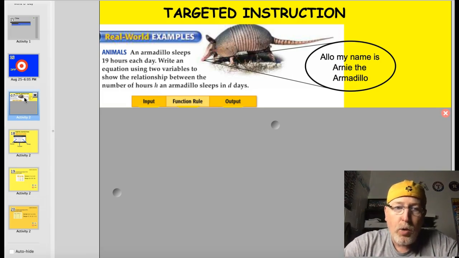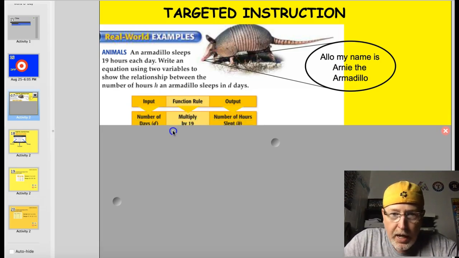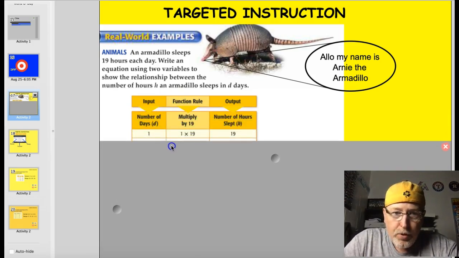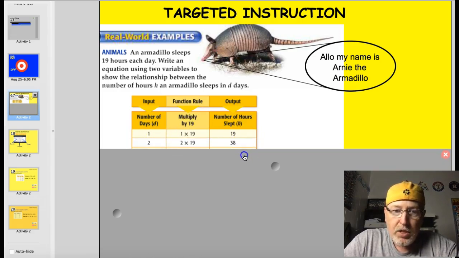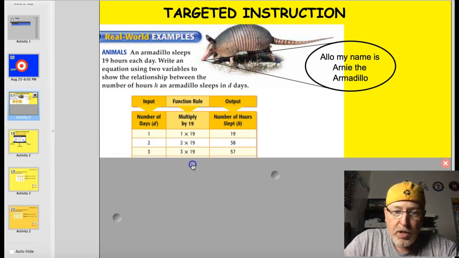All right, write an equation using two variables to show the relationship between the number of hours H an armadillo sleeps and the number of days. So let's take a look at this function table, in and out table here. Here's the input: 1 day, well, the function, it's 1 times 19 hours, so there's 19 hours slept. 2 days, 38 hours.